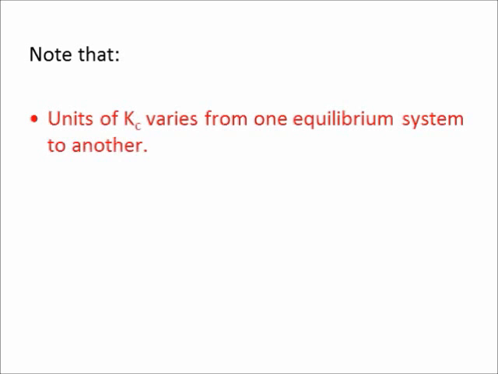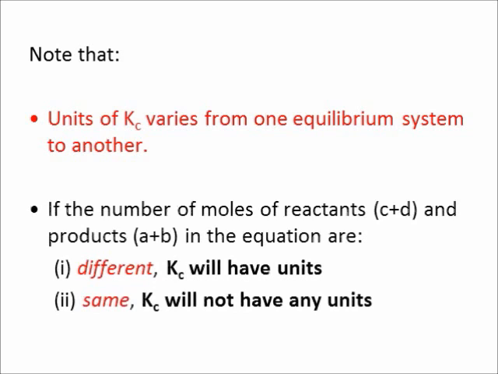Take a moment to think about what you have just observed. Because the units of the equilibrium constant depend on the form of the equilibrium expression, the units of Kc may vary from one reversible reaction to another. It is also possible that the equilibrium constant does not have units for some reversible reactions.